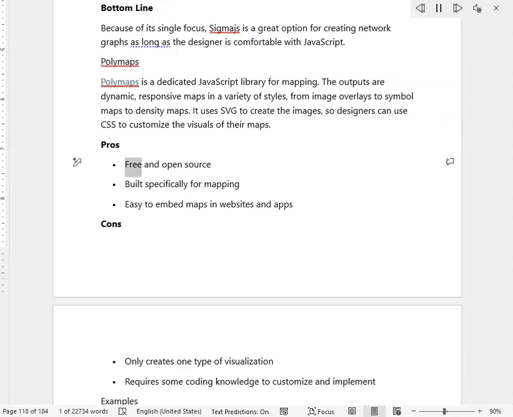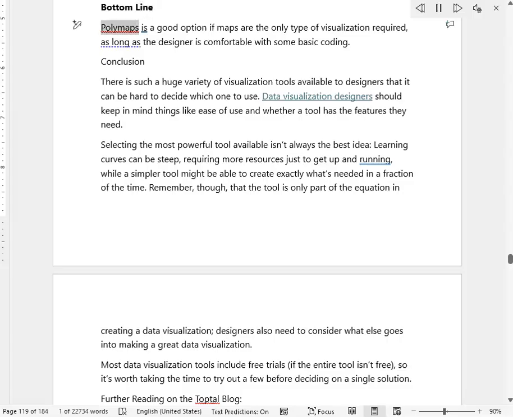Pros. Free and open source. Built specifically for mapping. Easy to embed maps in websites and apps. Cons. Only creates one type of visualization. Requires some coding knowledge to customize and implement. Examples. Bottom line. Polymaps is a good option if maps are the only type of visualization required, as long as the designer is comfortable with some basic coding.